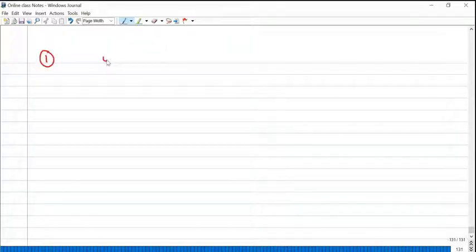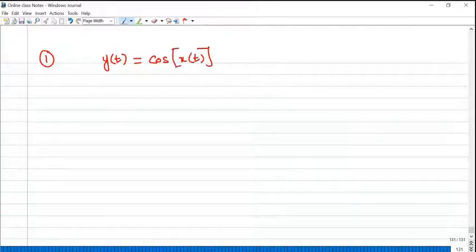First example, identify whether the system is invertible or not. y(t) = cos x(t). What are the two rules? y(t) should never be a zero value for any of the inputs. And also, if more than one input generates the same output, then the system is non-invertible. We cannot recover our x(t) from the y(t) information.